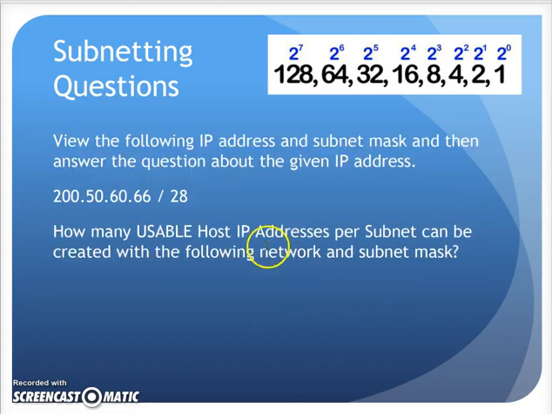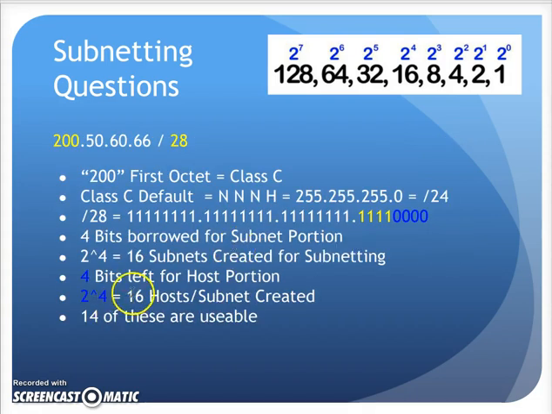How many usable IP addresses are there? And they're going to give you answers. If it's multiple choice, they're going to give you answers of 16 and 14. They're going to give you both, guaranteed. And you'll need to know to subtract the 2 to get the 14 usable addresses per subnet. Okay.